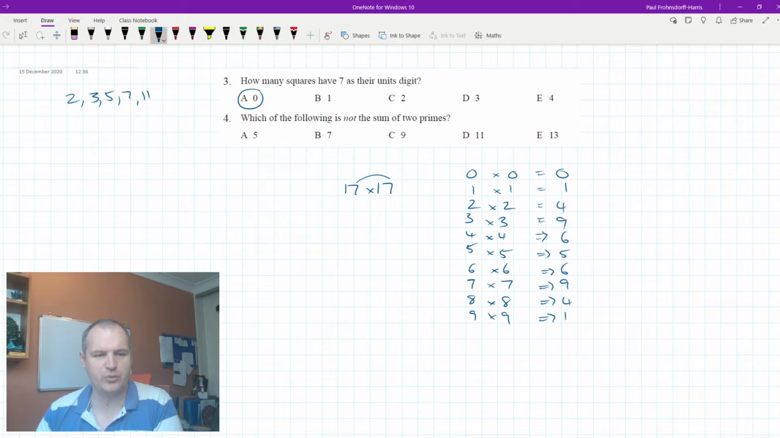And then I notice that, well, 2 and 3 makes 5. So we know we can do that one. 2 and 5 makes 7. So we know we can do that one. 2 and 7 makes 9. So we know we can do that one.